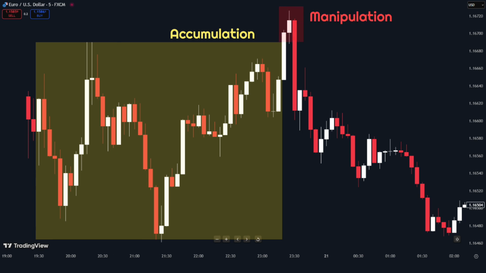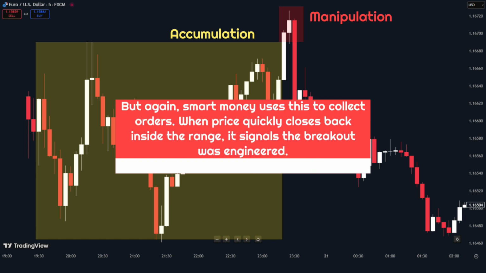Then comes the manipulation phase. Price breaks above the range, sweeping the liquidity resting above equal highs. Retail traders think this is a breakout and jump into long trades. But again, smart money uses this to collect orders. When price quickly closes back inside the range, it signals the breakout was engineered.